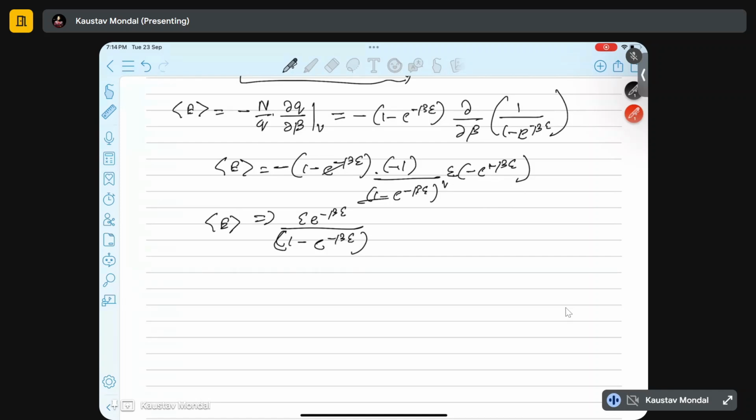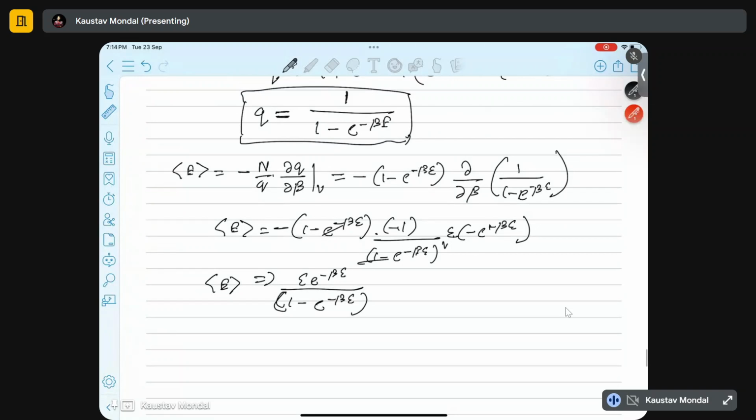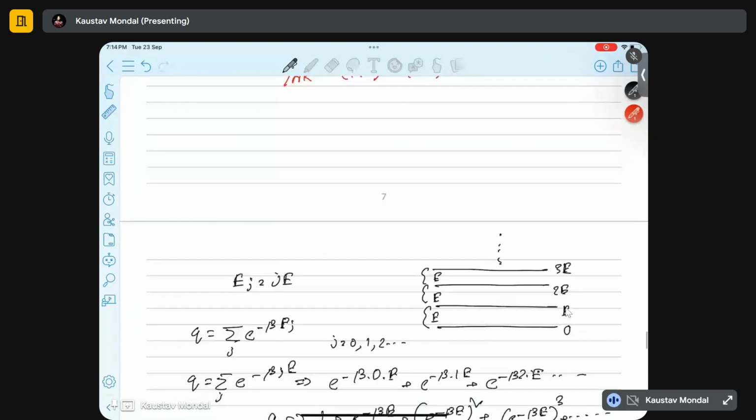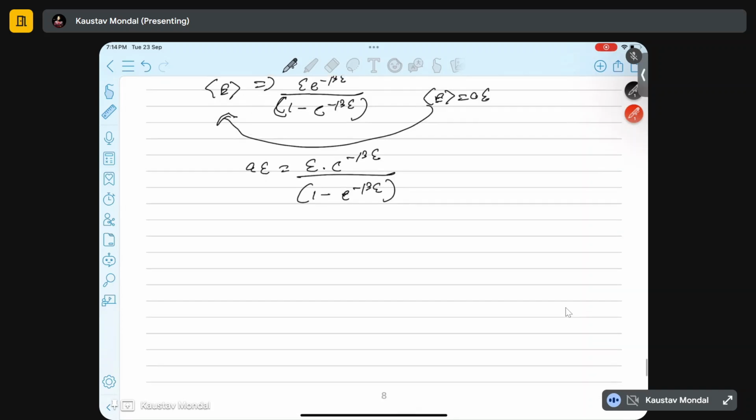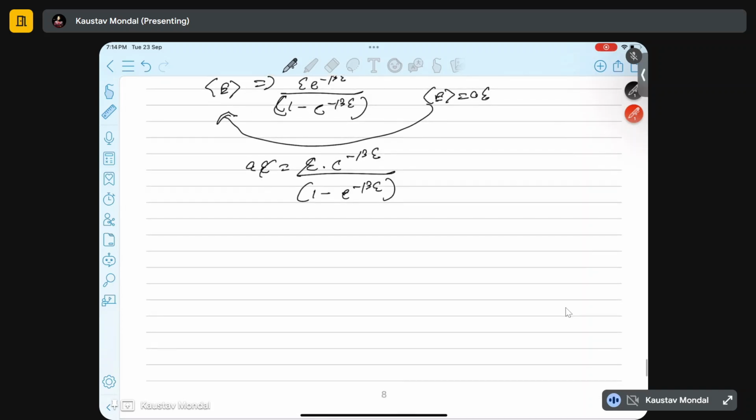Next, according to the problem, the mean energy is nothing but AE. So we simply substitute the mean energy here. That gives us A equal to e to the power minus beta E divided by the denominator 1 minus e to the power minus beta E, right? So from here, E will cancel.